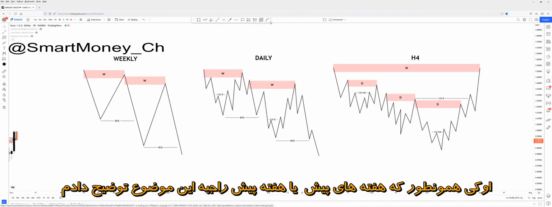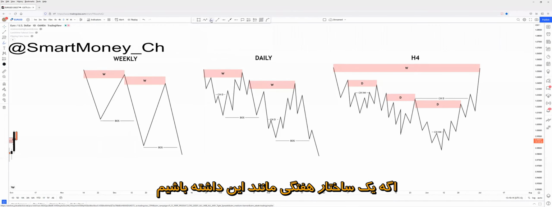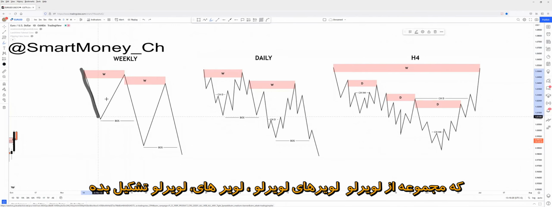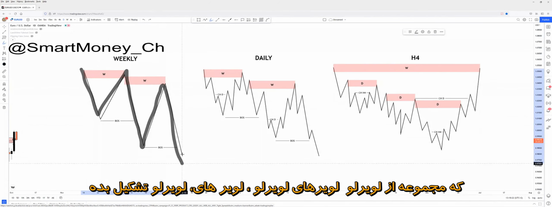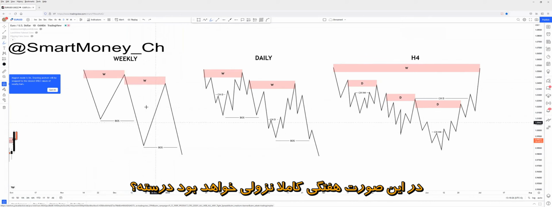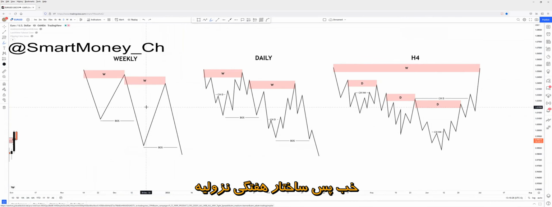Okay. So as I explained weeks ago, or last week, I don't remember when, if you have a weekly structure like this, let's just start on a weekly, creating a series of lower lows, lower highs, lower lows, lower highs, lower lows, so creating continuous breakout structures to the downside over and over again. The weekly will be clearly bearish, right? So yeah, the weekly structure is bearish.